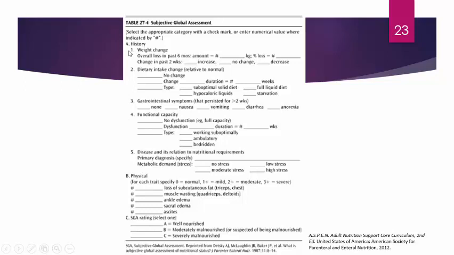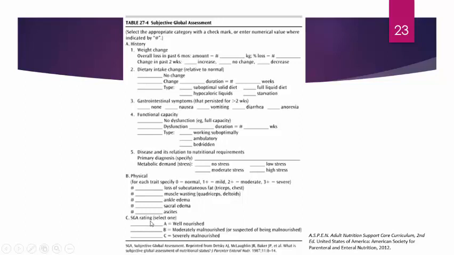And you see here it goes through different components such as your patient's history, any dietary intake changes the patient's had, the presence of GI symptoms, functional capacity, disease and its relation to nutritional requirements, and whether your patient has a high metabolic or stress demand. Say if they're in the ICU, for example, they might have a high level of stress. But if they're not sick at all, they're on the outpatient side, they may not have any level of stress. You might also do a physical exam that may indicate some level of edema, muscle wasting, or loss of subcutaneous fat.